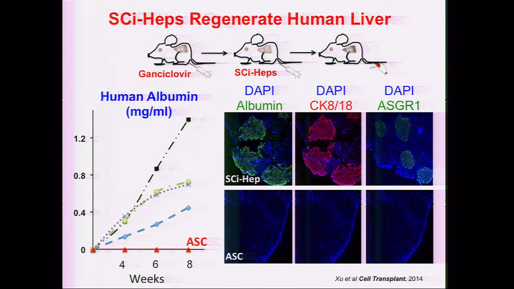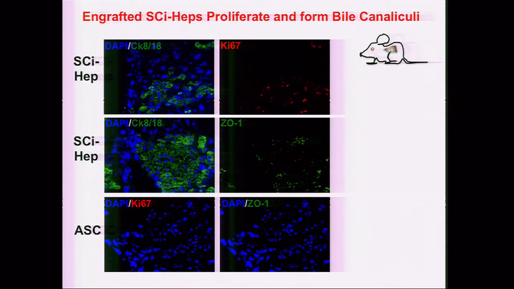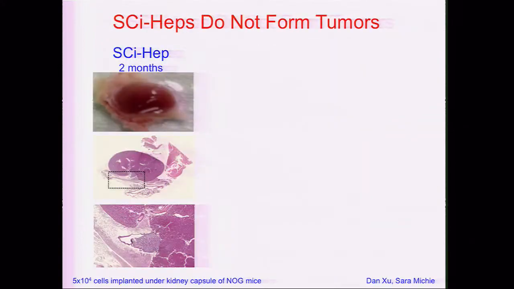And if you go in and pull out and do the human immunostaining, we're getting right in the areas we injected, nodules of human liver. And they do proliferate. I won't spend too much time on that.